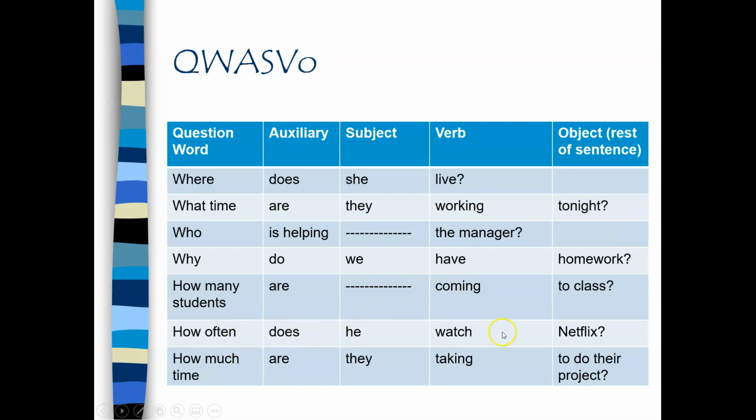How often does he watch Netflix? Again, my verb is in the simple present. I use does as my auxiliary because my subject is he, and it would be incorrect to say how often does he watches Netflix. You cannot repeat the S two times. And how much time are they taking to do their project? Like how many, when we say how much, we often follow it with the noun. So how much time, how much money do you need, etc.